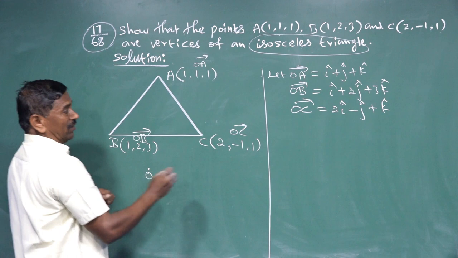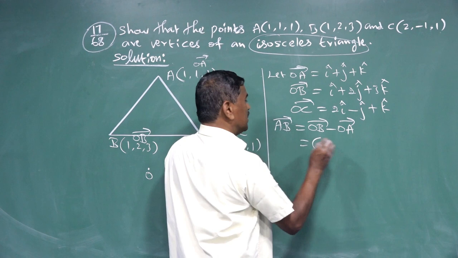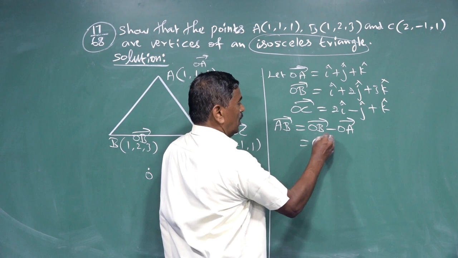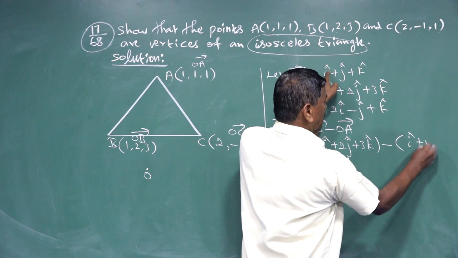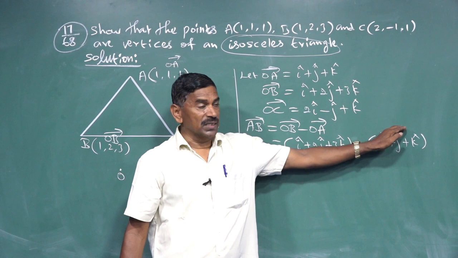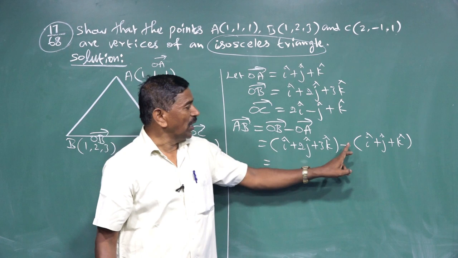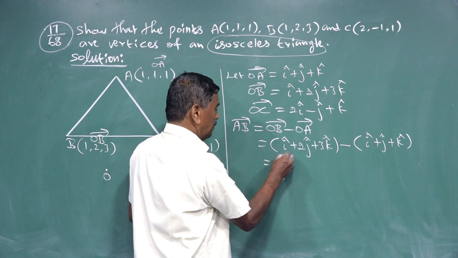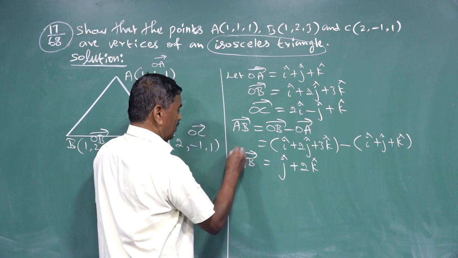Now listen. AB vector is equal to second minus first, OB vector minus OA vector. OB vector is 1, 2, 3, that is î + 2ĵ + 3k̂, minus OA vector, which is î + ĵ + k̂. Minus is going to multiply all the elements in the second bracket. Minus i, here plus i, so cancel, 0i, no need to write. Minus j, 2j minus j equals j. Minus k, here 3k, 3k minus 1k equals 2k. Here is AB vector. Remember, î is absent, no problem.